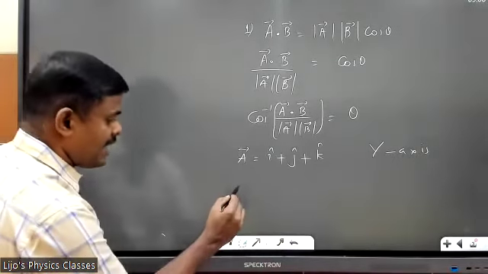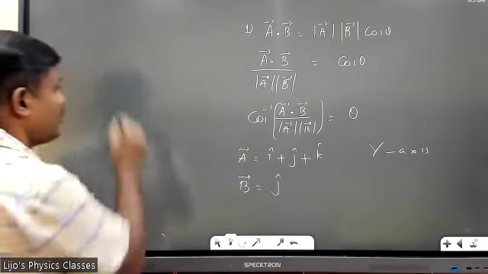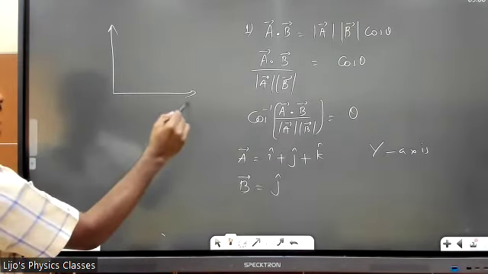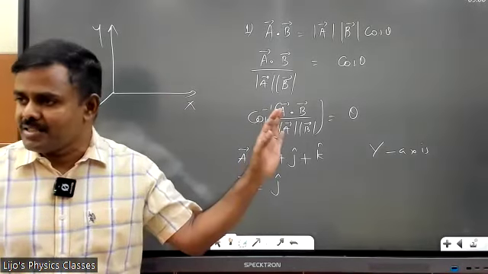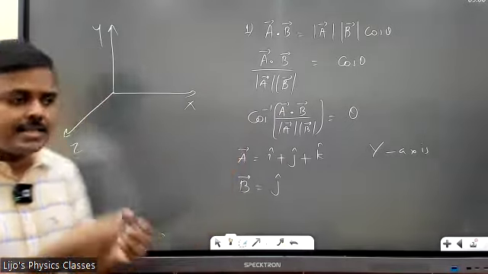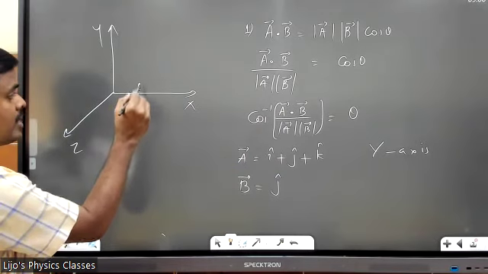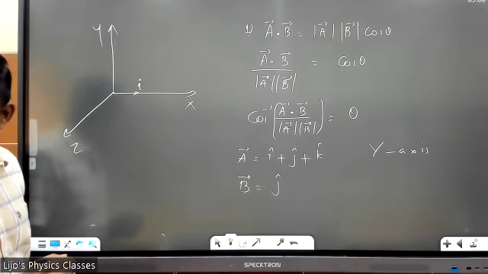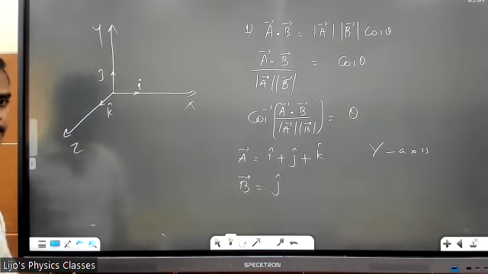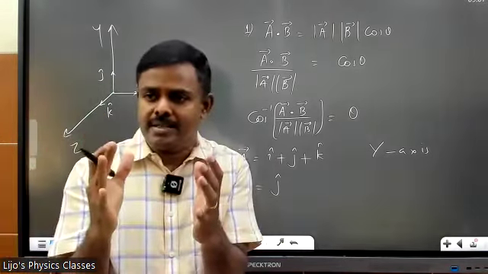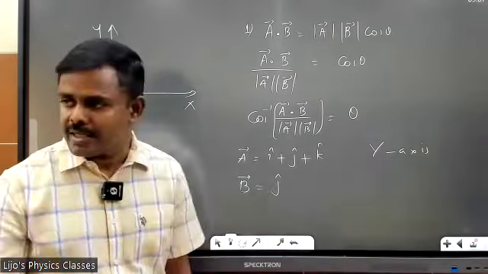If I say Y axis, what does it mean? It is J cap, right? Look at this. There are three axes: X axis, Y axis and Z axis, right? X is to the right, Y is up, Z is coming out of the board. The unit vector on the X axis is I cap, on the Y axis it is J cap, on the Z axis it is K cap. So whenever I say Y axis, you must think of J cap. Got it? So Y axis I write as J cap.